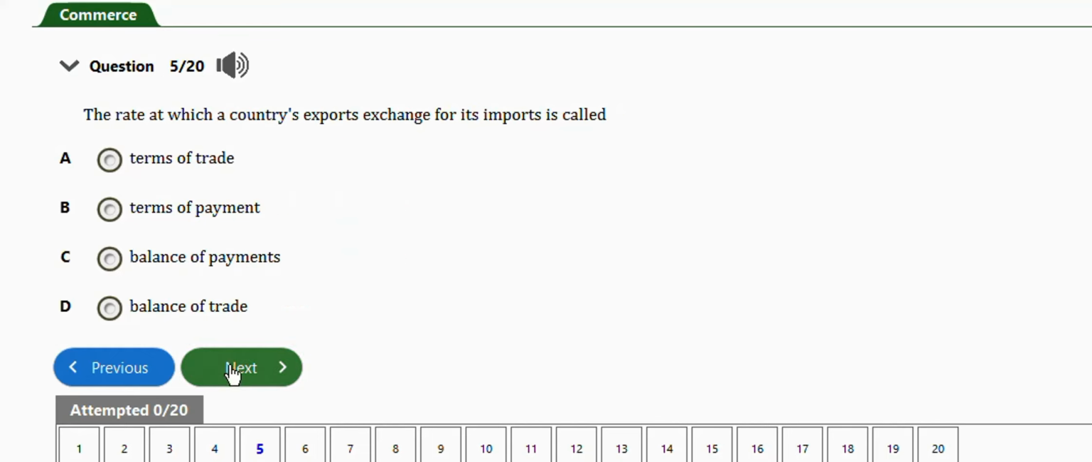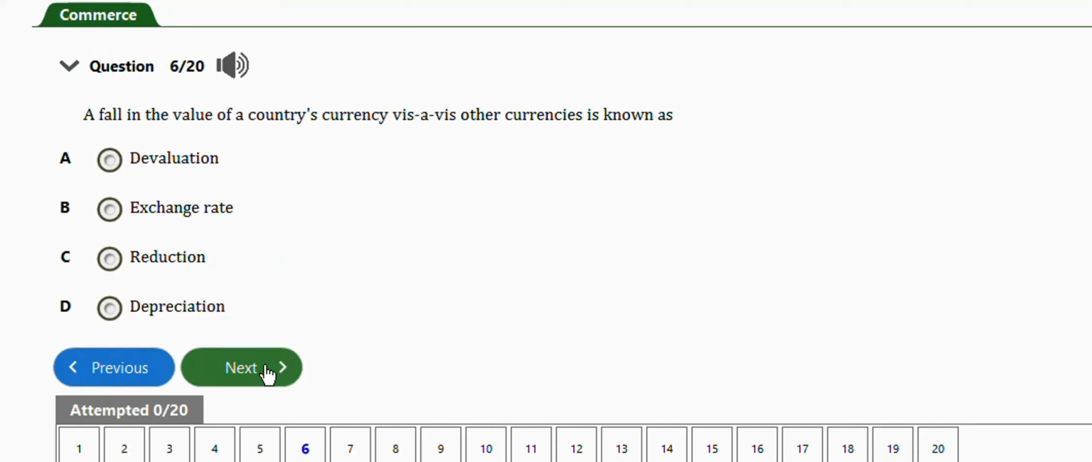Next question, this one, it says the rate at which a country's exports exchange for its imports is called. So the right answer to this question is option A, terms of trade. Okay. Next question, this one, it says a fall in the value of a country. This is a repeated question. The right answer is option D, depreciation.